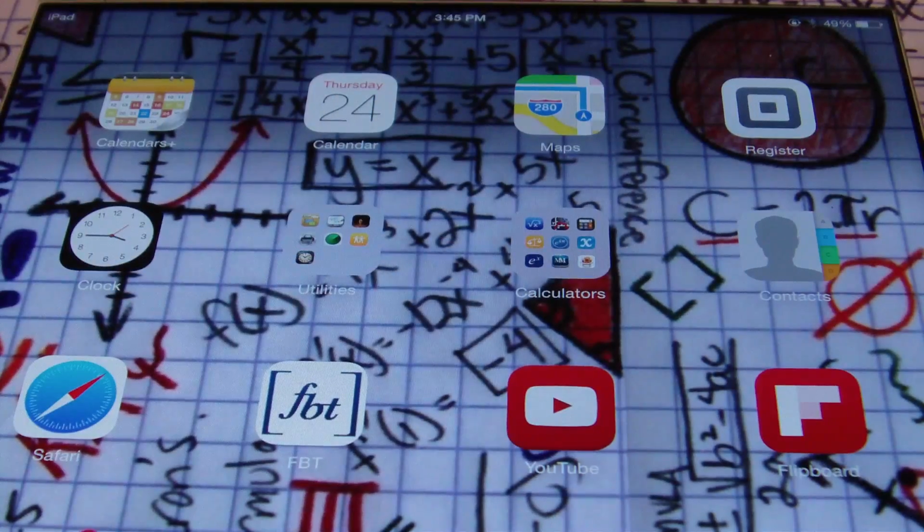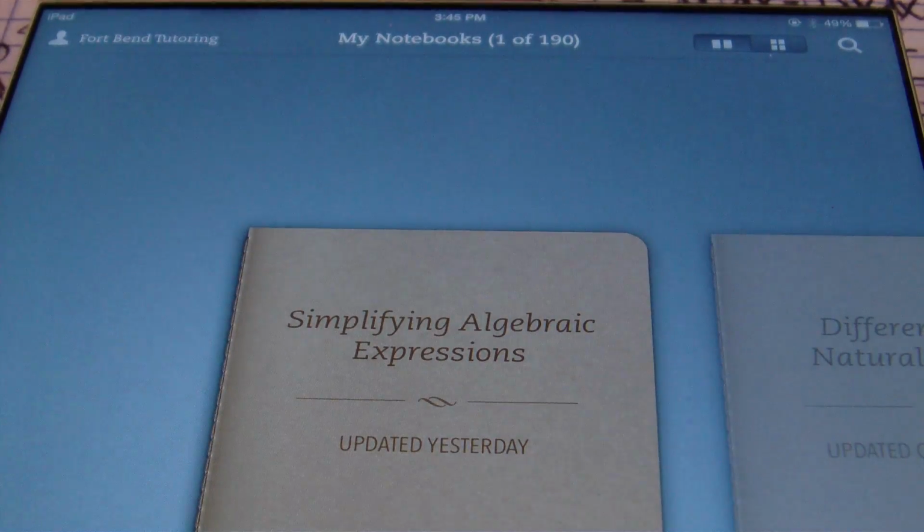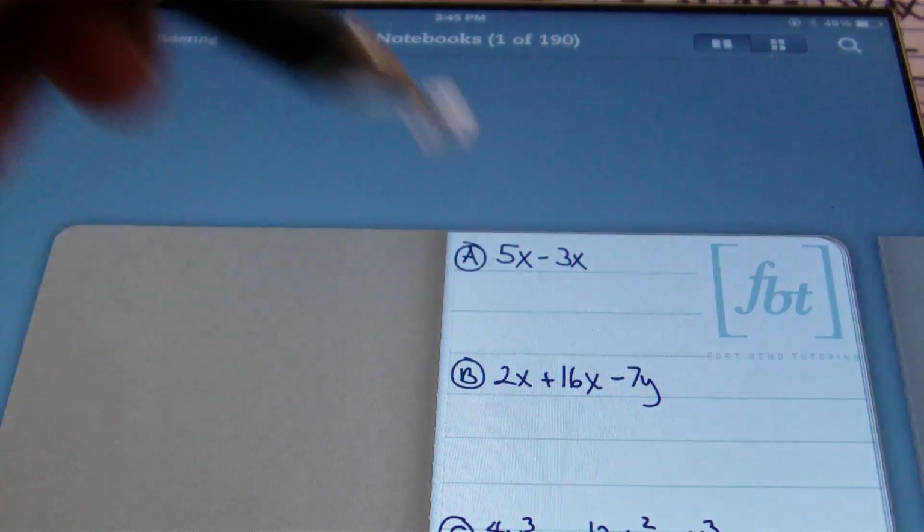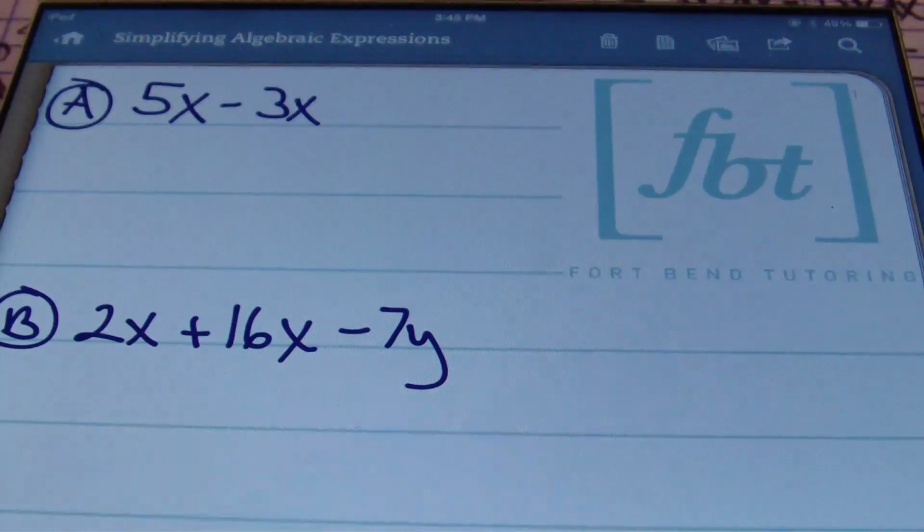Hello ladies and gentlemen, this is Mr. Witt with Fort Bend Tutoring, and today's tutorial is going to be about simplifying algebraic expressions. There are two things to keep in mind when working with algebraic expressions. The first is being able to tell how many terms you have in the expression. Remember that terms are separated by plus or minus signs. That multiplication and division does not separate terms.